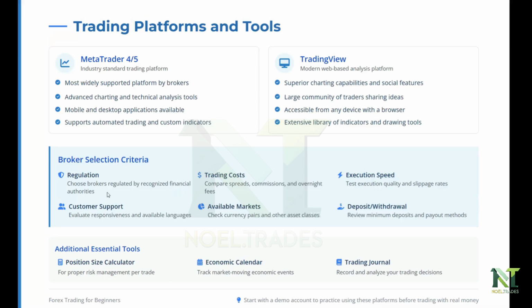So you need to select your broker based on this criteria. Choose a broker that is regulated by the financial authorities. There are lots of scam brokers out there.